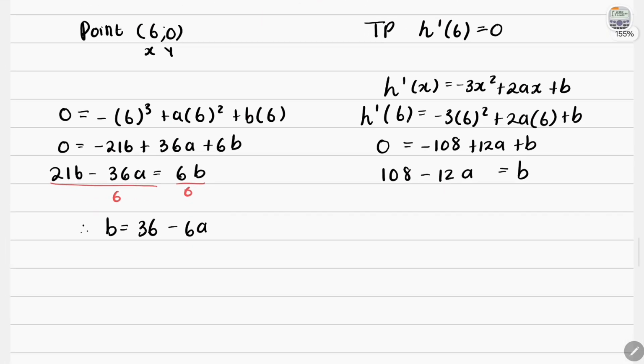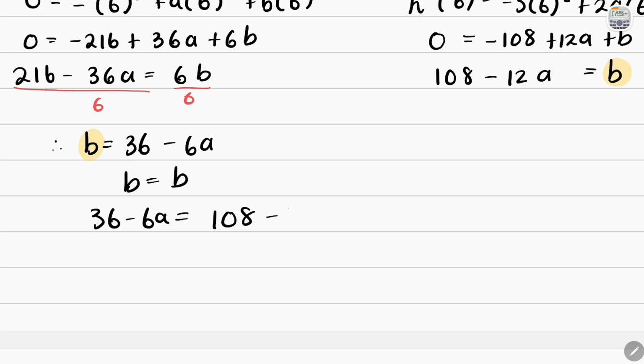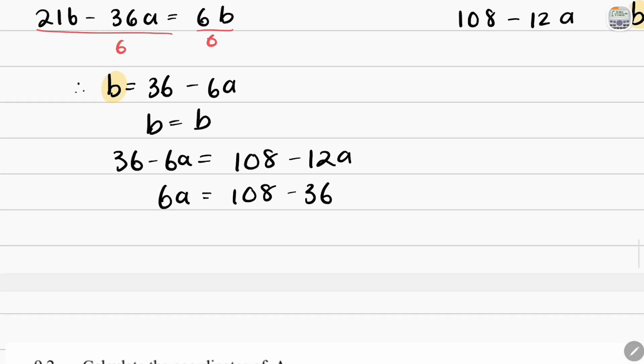Great. So we've got b is equal to b, so we can just equate them. We're saying 36 minus 6a equals 108 minus 12a. If we transpose the 12, it becomes positive. So it's 12a minus 6a, which is 6a, and then 108 minus 36. And so we have 6a is equal to 72. And then if you divide both hand sides by 6, a is therefore equal to 12. So there we go.